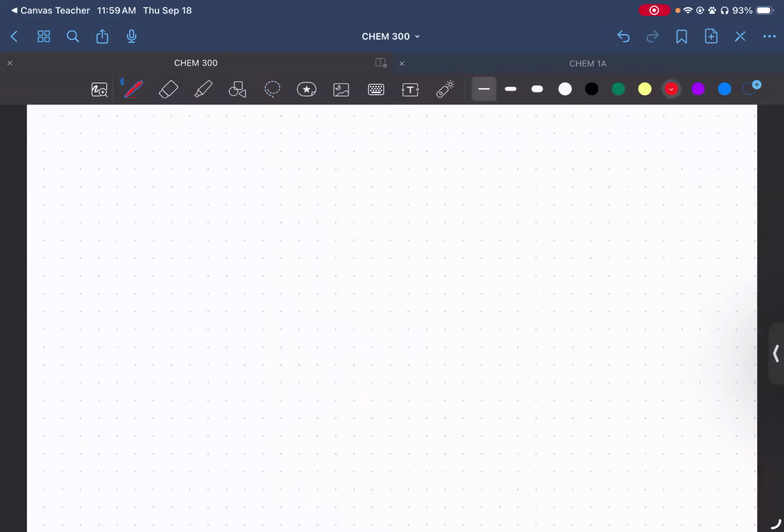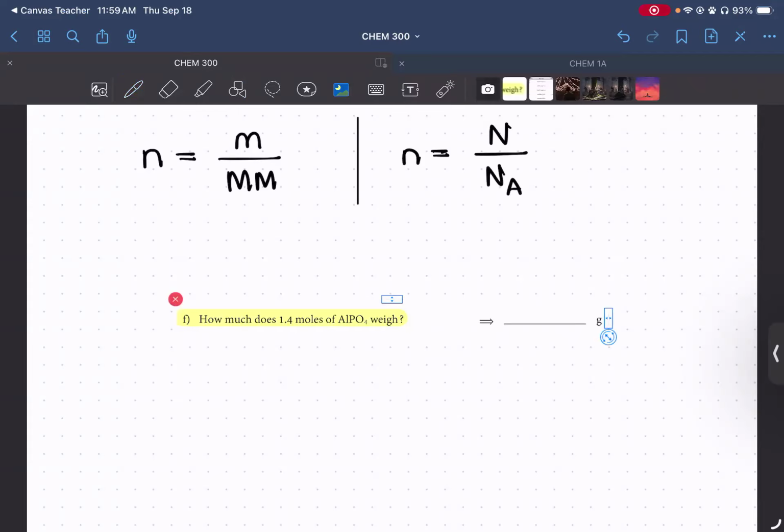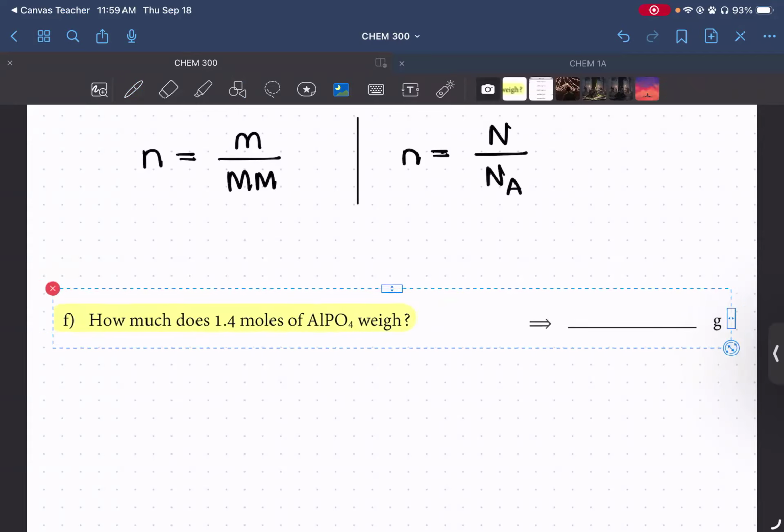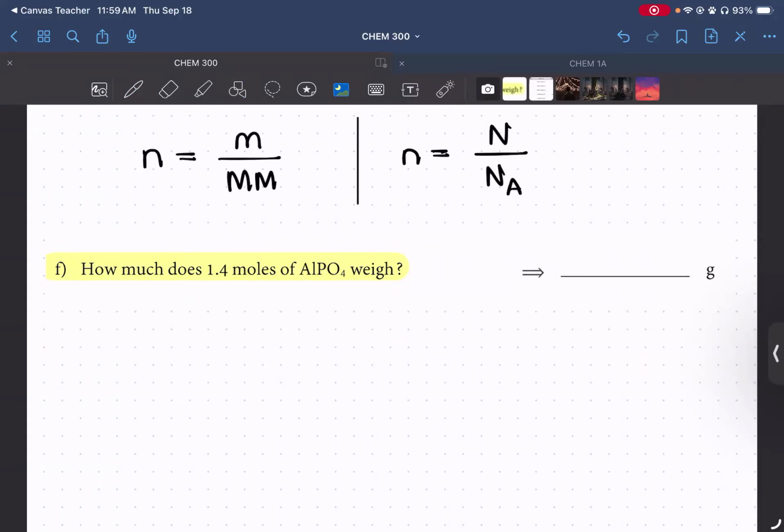Before we begin, I'll just remind ourselves of the big formula that we may be using. n equal m over MM, or n is equal to capital N over N sub A. And the first question we're doing is page 2, part F. How much does 1.4 moles of aluminum phosphate weigh?